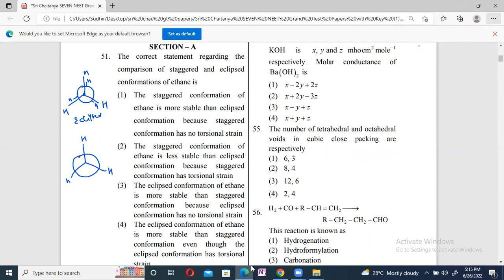And if you want to see the staggered, the front part we have to fix, and the rear part we have to rotate by 60 degrees. One hydrogen comes here, and this hydrogen comes here. This angle is 60 degrees. Now this is called a staggered conformation of ethane. You can see in the staggered, these hydrogens are far away. As front hydrogen and rear hydrogen are far away, it will have less repulsion. Less the repulsion, more the stability.